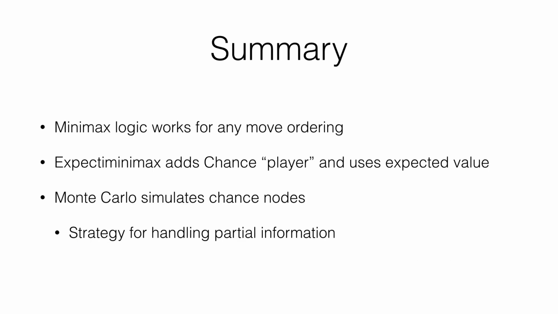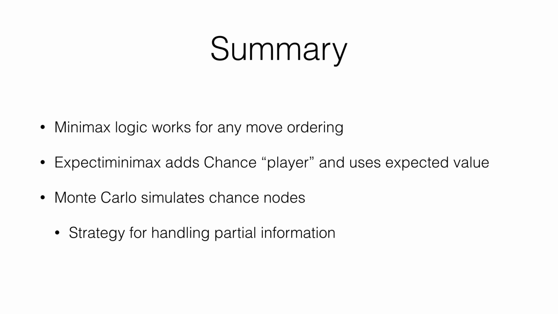Okay, so to summarize what we covered in this video, we talked about how minimax logic works for pretty much any move ordering, as long as you have a good way to identify whose turn it is at each decision point. And then expected minimax is an algorithm to extend minimax to situations where we have chance, we have randomness in the game, and it basically works just by adding a third type of player that is a chance player and uses an expected value.